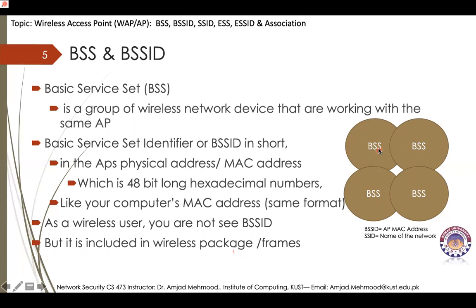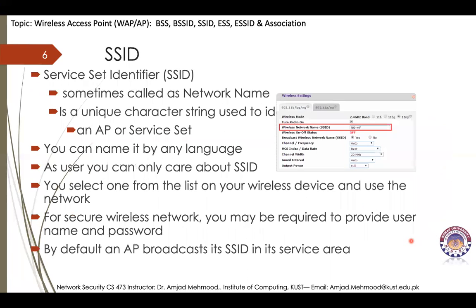In each BSS, a single access point exists. So here you can see that one BSSID is the MAC address of an access point, while the SSID is the name of the network, which is used for identification. Now let us come to the SSID.